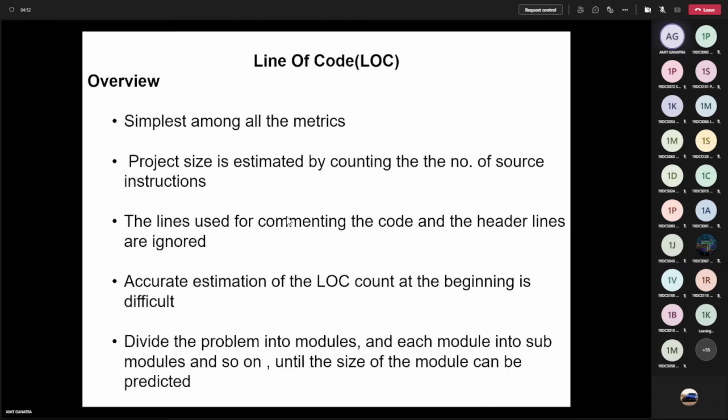As we have discussed, accurate estimation of the line of code count at the beginning is extremely difficult, right? So the technique we have to adopt is to divide the problem into modules, then each module into sub-modules, and then sub-modules into sub-sub-modules, until you reach the lowest level where the size of the module can be predicted. Then in this way you aggregate all the modules from bottom to top, put together all the modules, add all these lines of code, and estimate the overall line of code that is required to be written for the software.